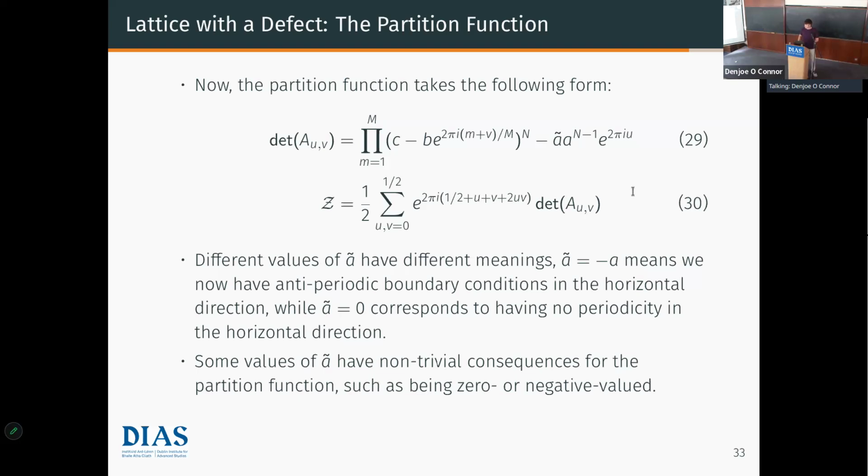And now I'm still working this out, and hopefully it'll all be in the report in full detail, but I found some non-trivial consequences for the partition function, such as it being negative valued or even 0 valued, which is quite interesting. So hopefully we'll see where that leads, and that'll all be in the report as well.